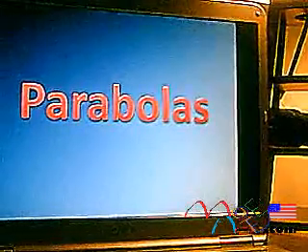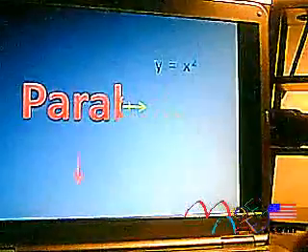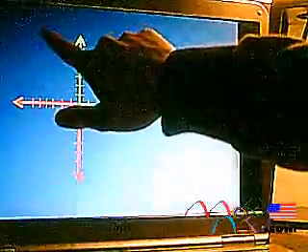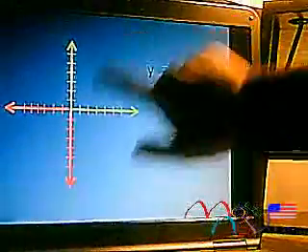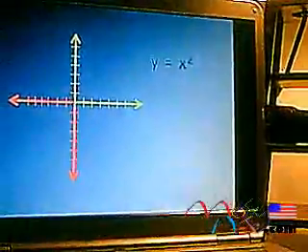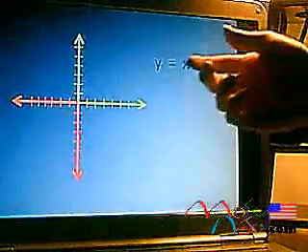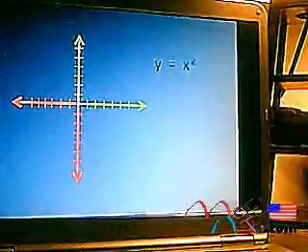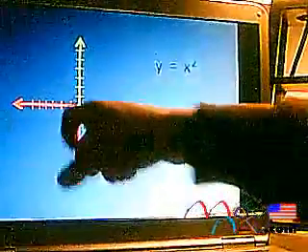This video will talk about parabolas. A parabola is a curved line that faces upward or downward. The simplest parabola is y equals x squared. When you're drawing this parabola, you're going to start at the origin.